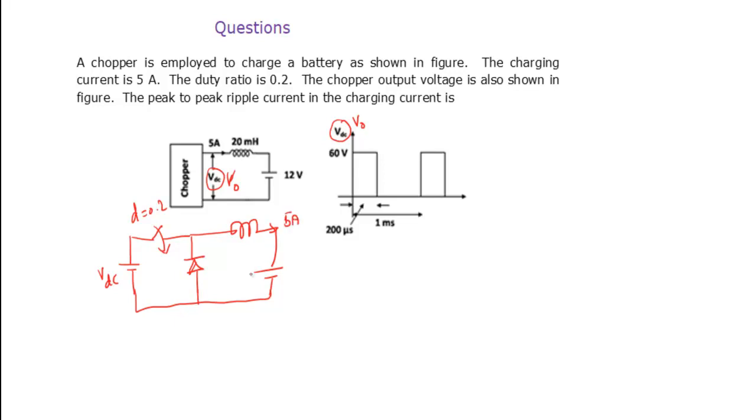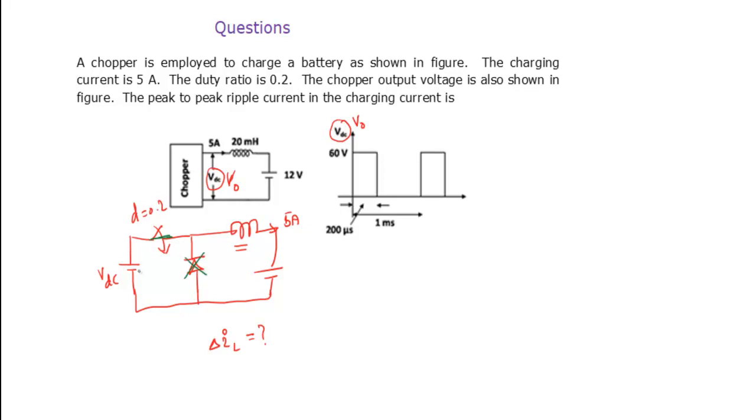Now we need to calculate the peak to peak ripple in the inductor current, that's nothing but delta IL. To calculate delta IL, first we need to find out the load current waveform. Once you know the load current waveform, we can do that. When you turn on the switch, then this diode is open circuited.